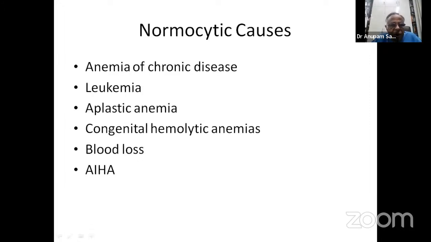Now, causes of a normocytic anemia. This is a very important area, because if you have a normocytic anemia, then one has to think of systemic diseases or sinister causes leading to anemia. So when I get a patient with a normocytic anemia, I get my antennas up and start looking for conditions which are more sinister. And what are these conditions? Anemia of chronic disease, renal failure, leukemia, aplastic anemia, congenital hemolytic anemias, blood loss, autoimmune hemolytic anemia. All these conditions lead to a normocytic picture with anemia.